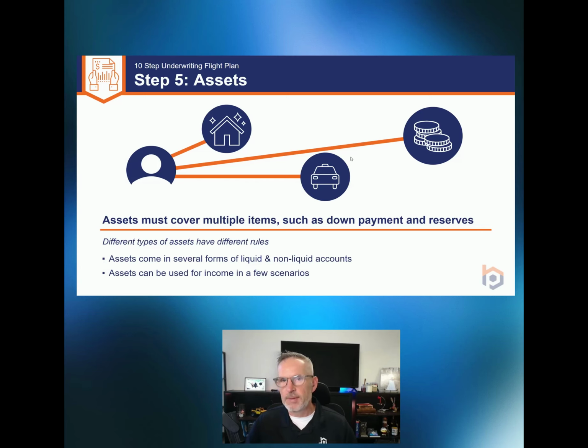Now, we have to think about what category we need the money for, and then we have to think about what type of money we're being presented.